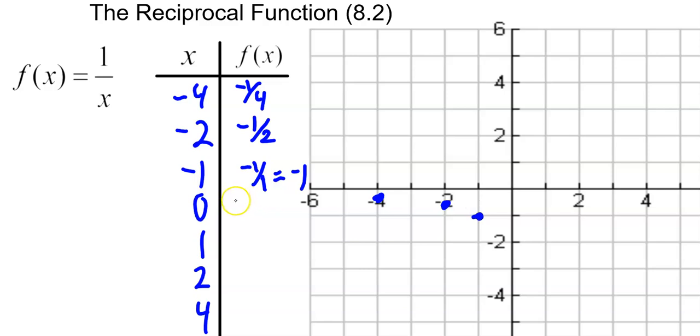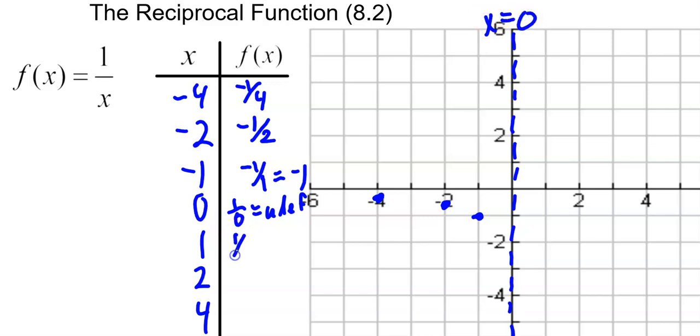0 is 1 divided by 0, which is undefined. So typically when we have an undefined value, it's either a hole or an asymptote, and this one is going to be an asymptote. So for this graph, there's an asymptote at x equals 0.